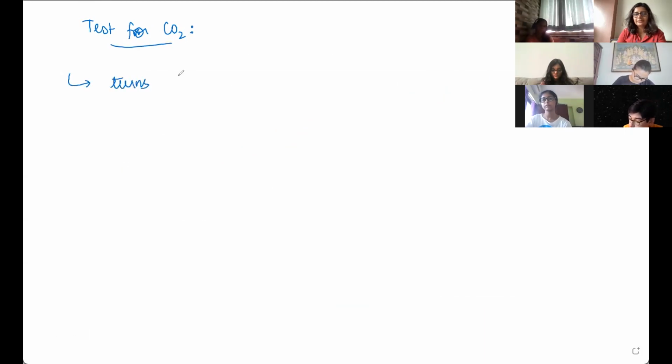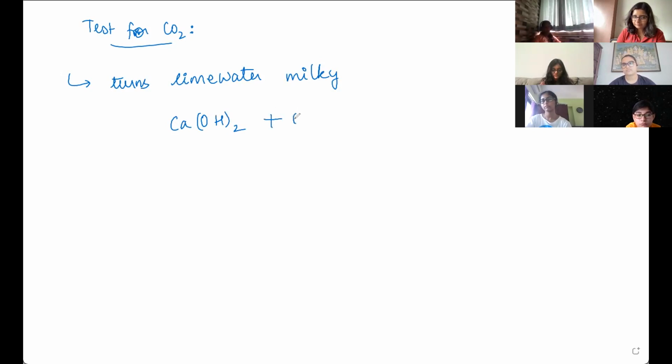Turns lime water milky. Can you tell me what happens chemically there? What is lime water? What does it mean if it turns milky? What is the reaction? Ma'am, lime water is Ca(OH)2. Correct. And when carbon dioxide is added to it, then hydrogen is also released, and CaO. Hydrogen is not released. Okay. You're on the right lines.